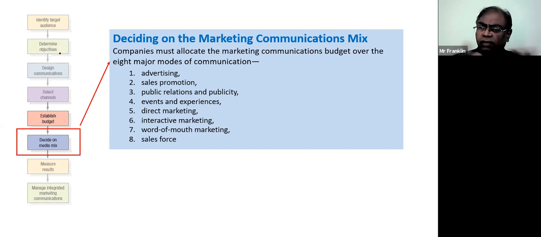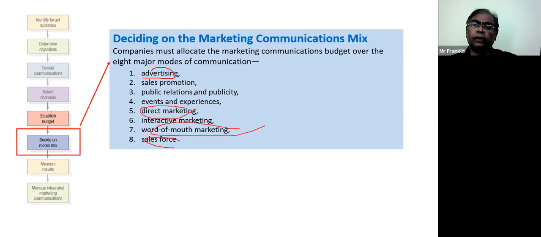Interactive marketing is like online, all that. Word of mouth marketing is very popular now, especially in social media, when things go viral. Remember, that's called word of mouth, right? And then salespeople. So there are different ways you can mix. Now you don't have to have all these. That's why it's called a mix. Mix means you can make a combination. I can do maybe advertisement, direct marketing, sales force and word of mouth marketing. Okay, so these are the things I do. The others I don't want to do. So you can mix and choose what you want, right?